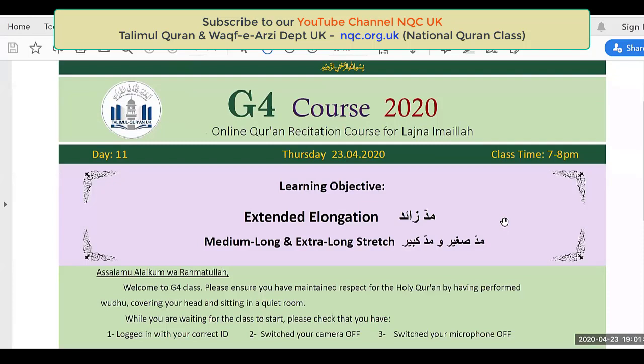So today's lesson is, today we will be covering extended elongation, Mad Zaid, and there are two broad categories which come in extended elongation, which is the medium long stretch, also known as Mad Saghir, the small mad, and then extra long stretch, which is Mad Kabir, the big mad.